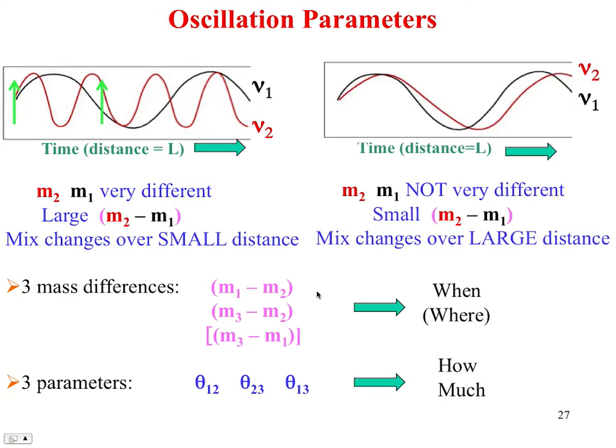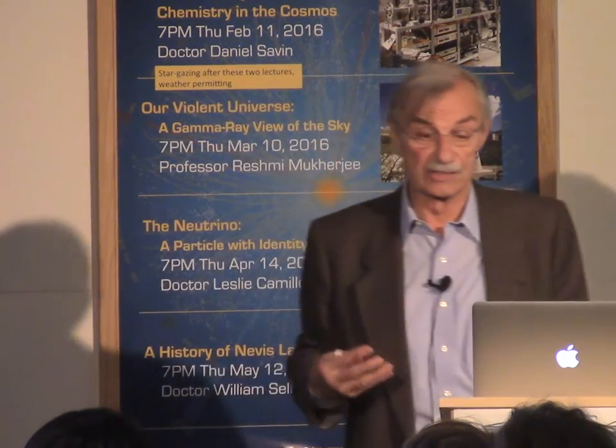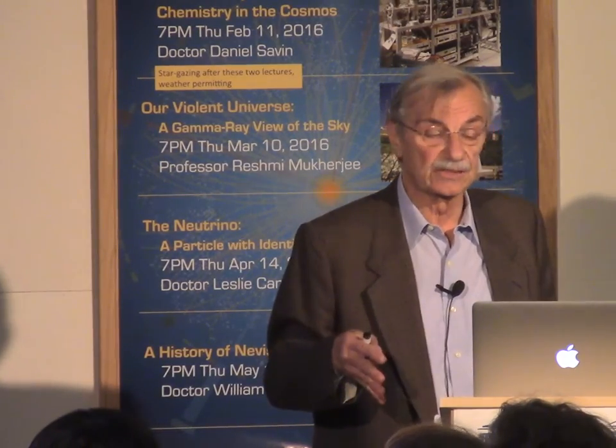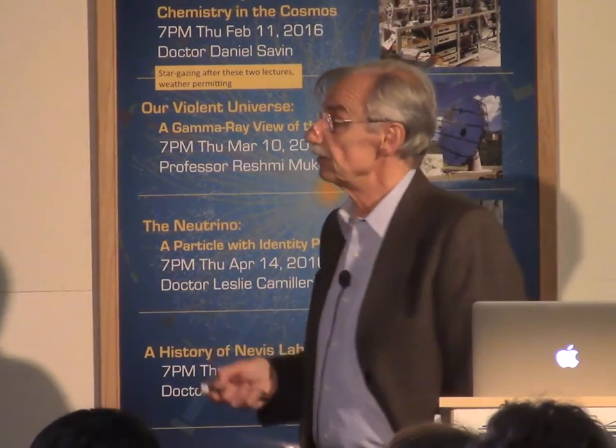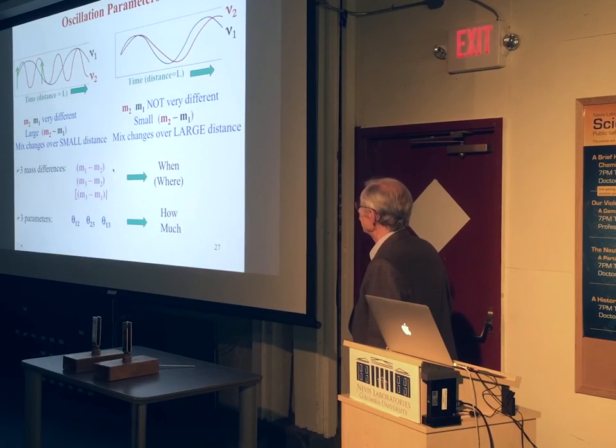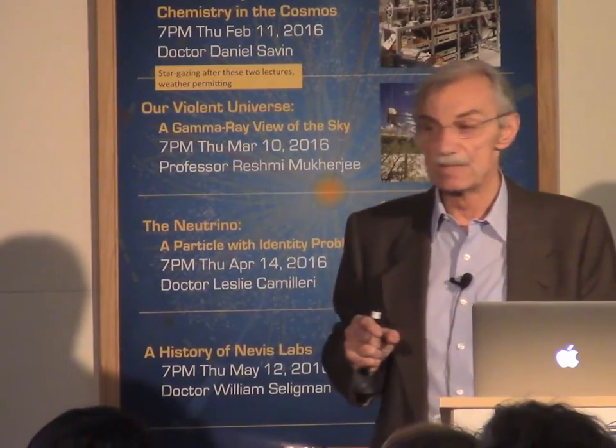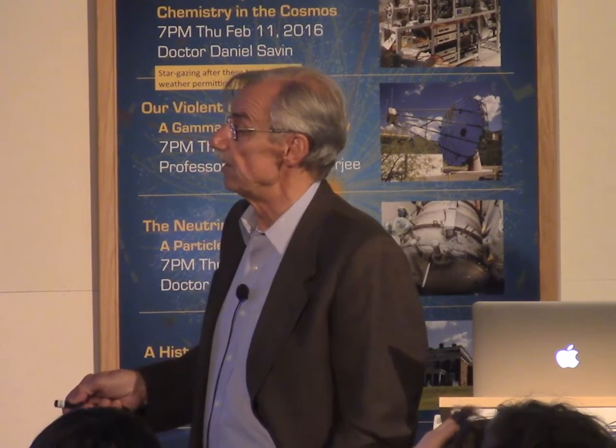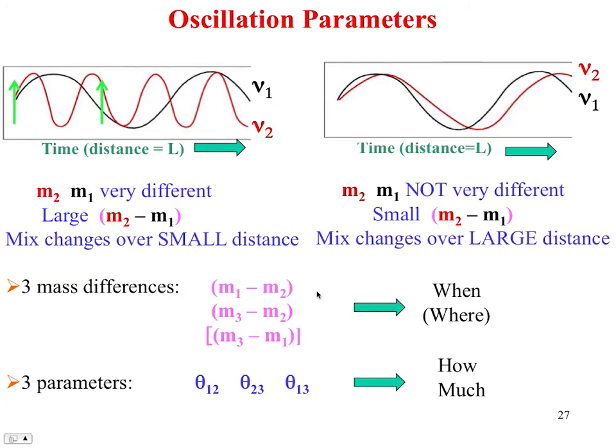If now, on the other hand, I have two masses which are very similar, so the mass difference is small, the frequencies are practically the same, and you're going to have to put your detector very far away to see a significant amount of oscillations. Okay. So in your oscillation formula, obviously, the mass differences will appear, m2 minus m1, m3 minus m2, and of course the third one, but this one you can calculate from these two. And there'll be three other parameters that will tell you how much is oscillating. And they're denoted by three parameters, theta 1,2, theta 2,3, theta 1,3.